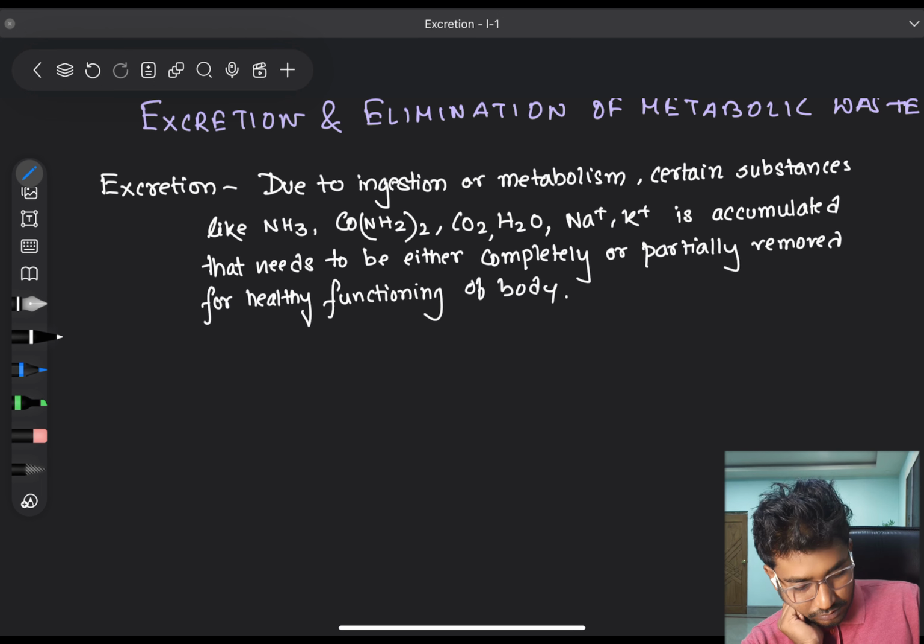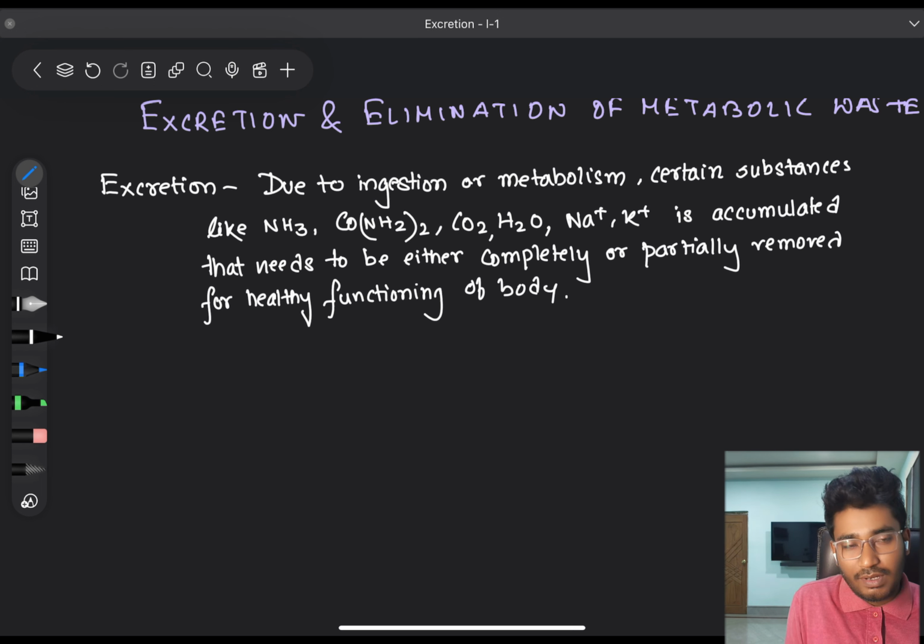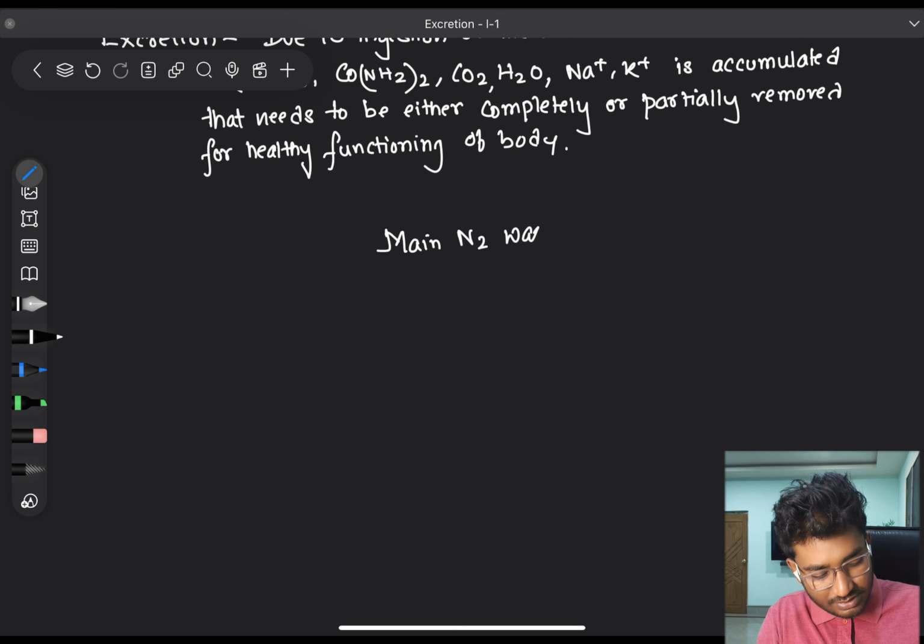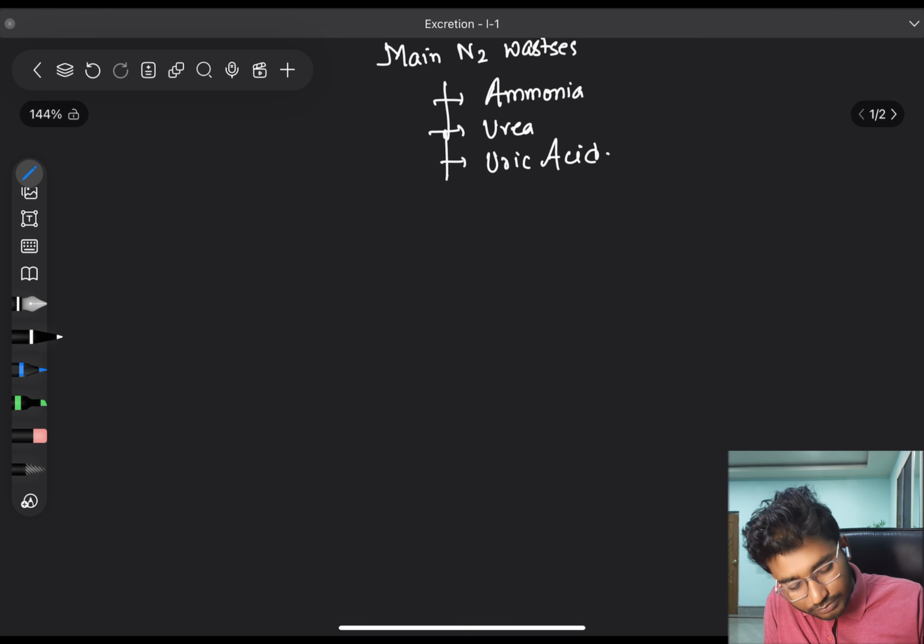The main nitrogenous wastes of the human body are ammonia, urea and uric acid. These are the three nitrogenous wastes of our body, out of which ammonia is very toxic to our body.